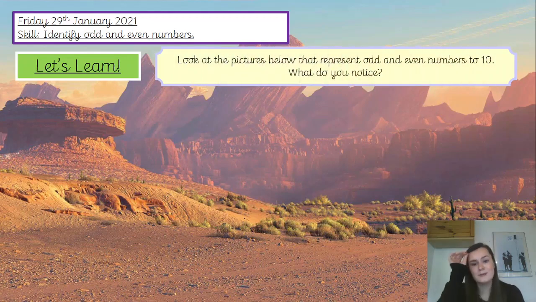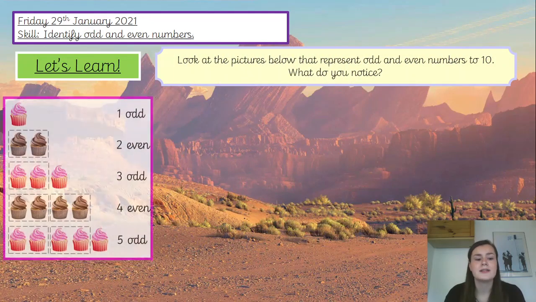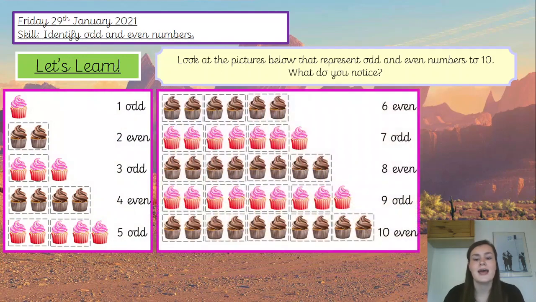Okay, so look at the pictures below that represent odd and even numbers to 10. I'd like you to pause the video and have a little discussion. What do you notice about the pictures of the odd and the even numbers?